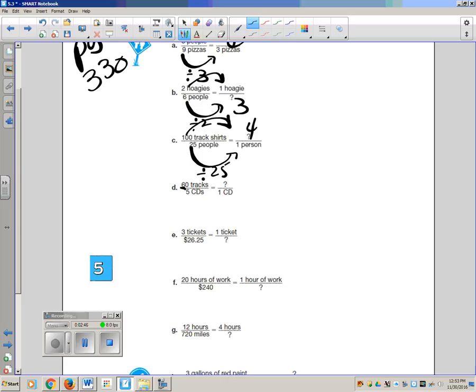There are 60 tracks on 5 CDs. If I take 5 to 1, I divide it by 5. 60 divided by 5 is 12.